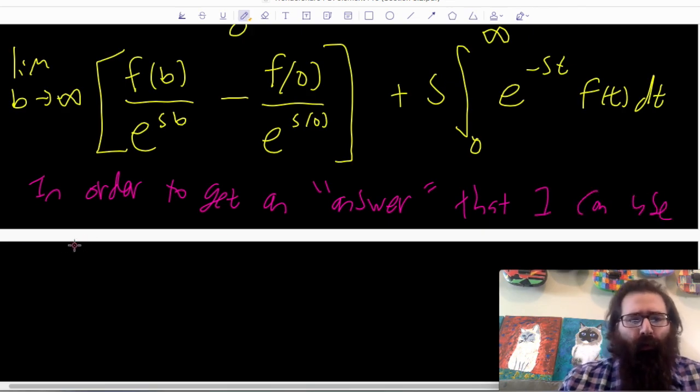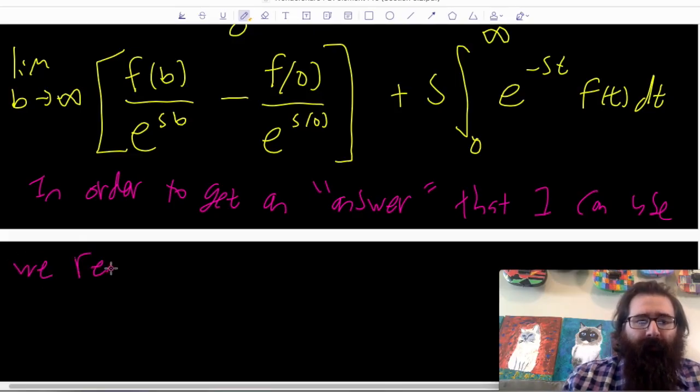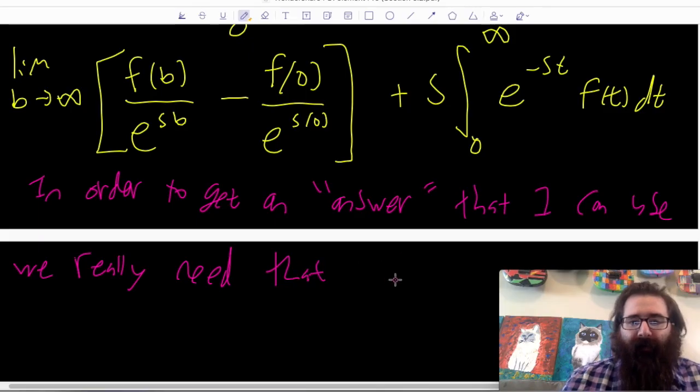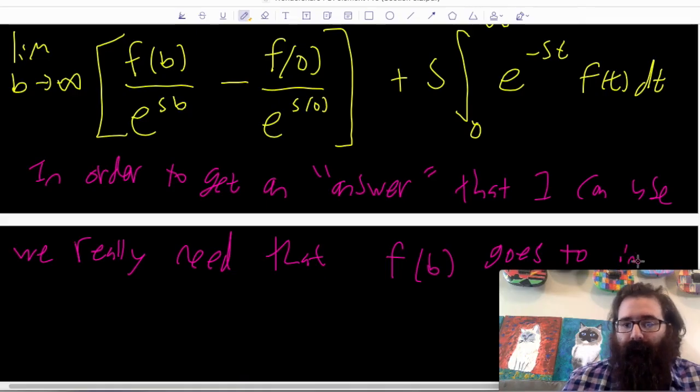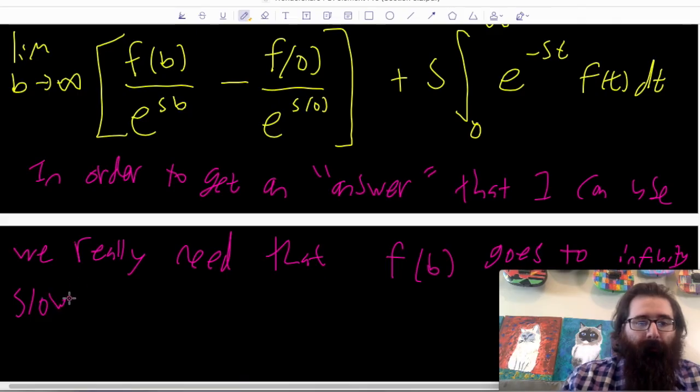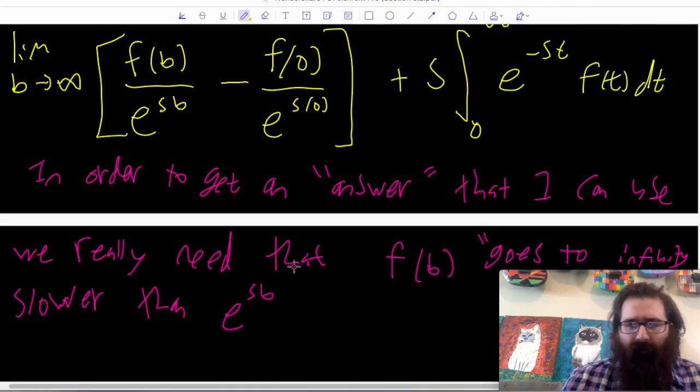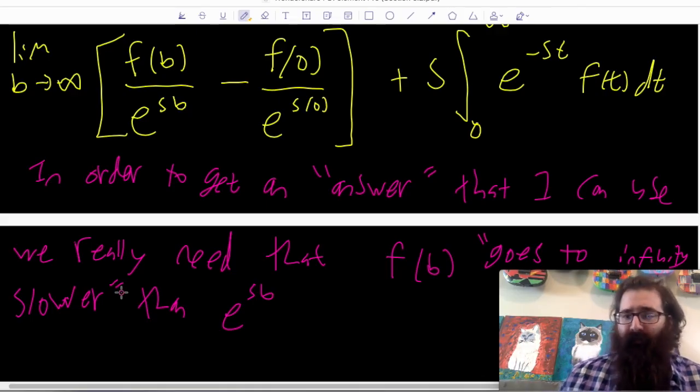and we'll sort of talk about it colloquially, we really need that little f at b goes to infinity "slower" than e to the power of sb. And this is colloquial, so let me put this sort of in quotations here so we can sort of think about it more than we're necessarily talking about it.